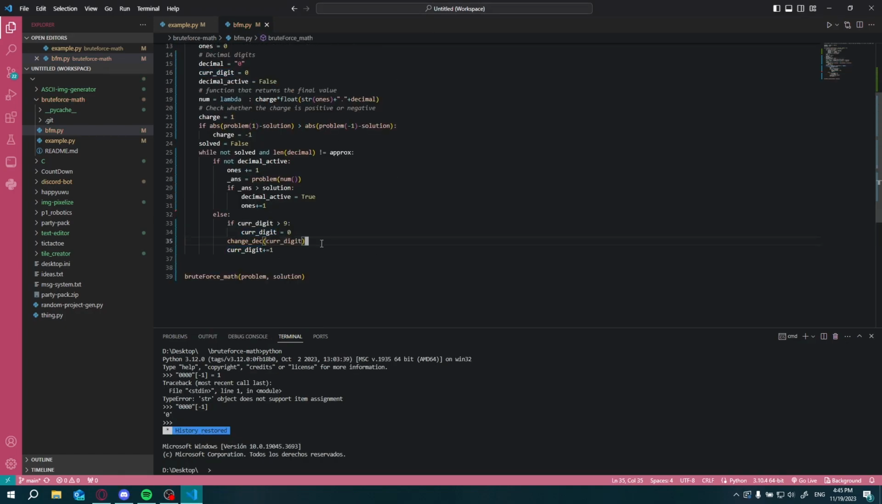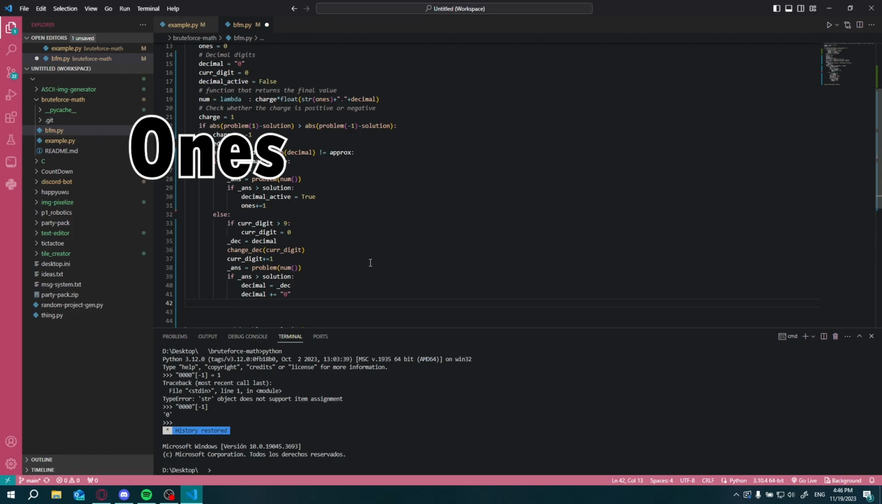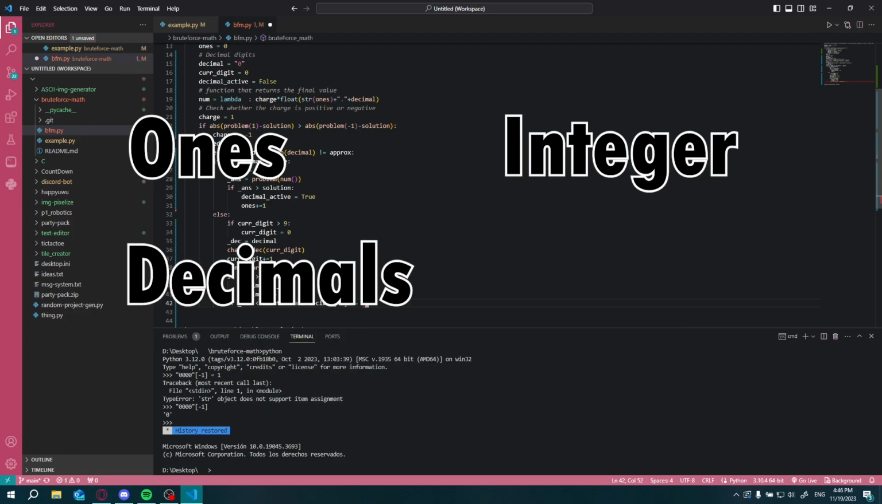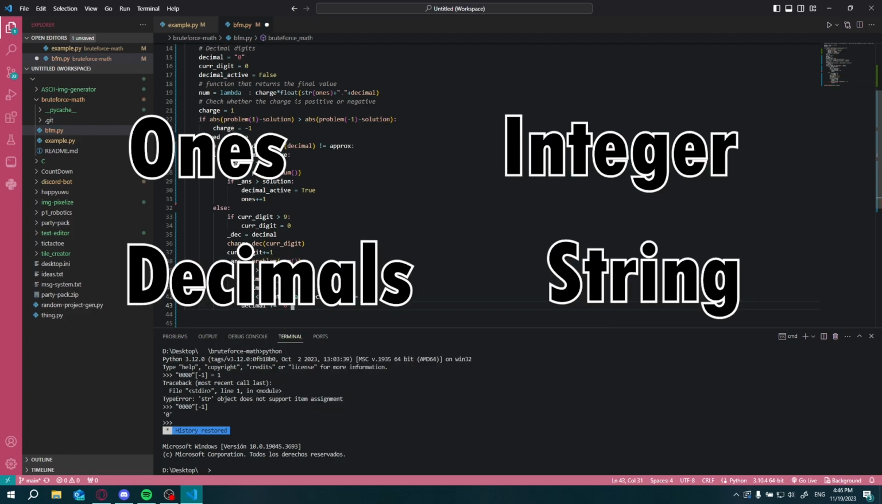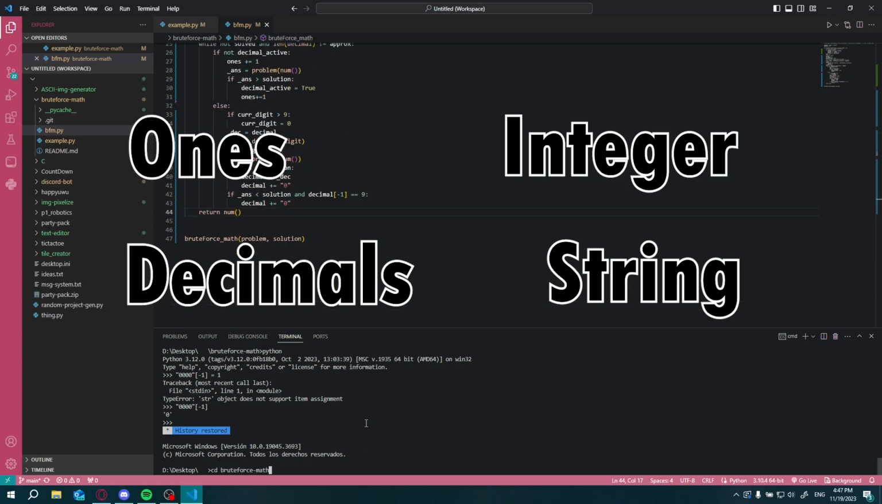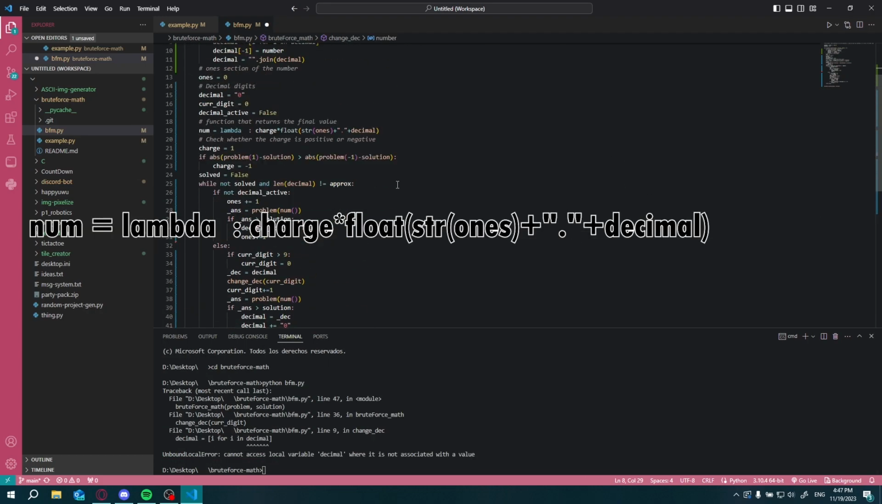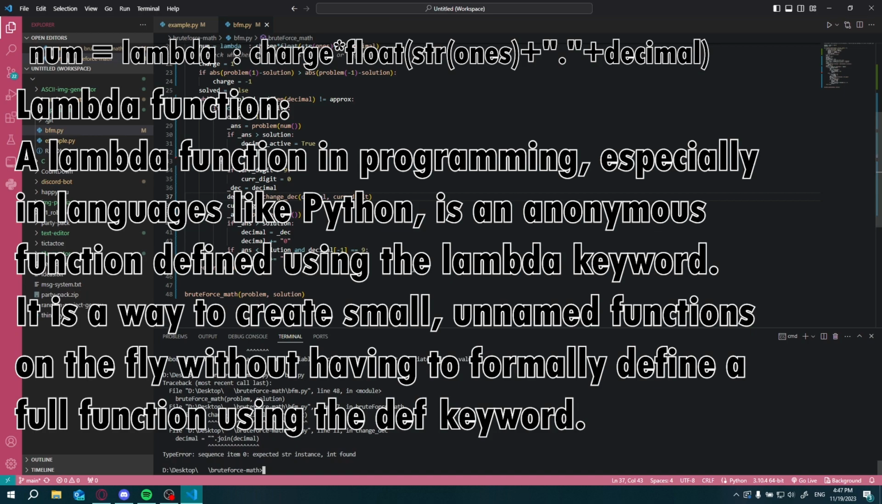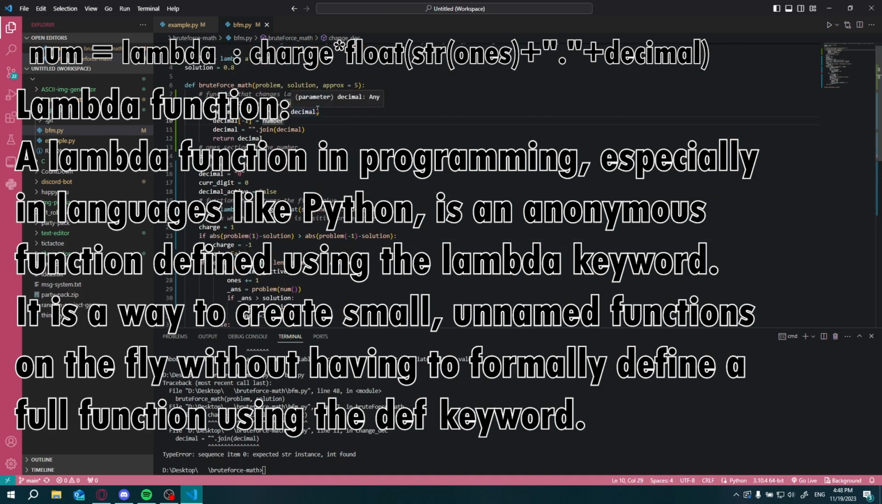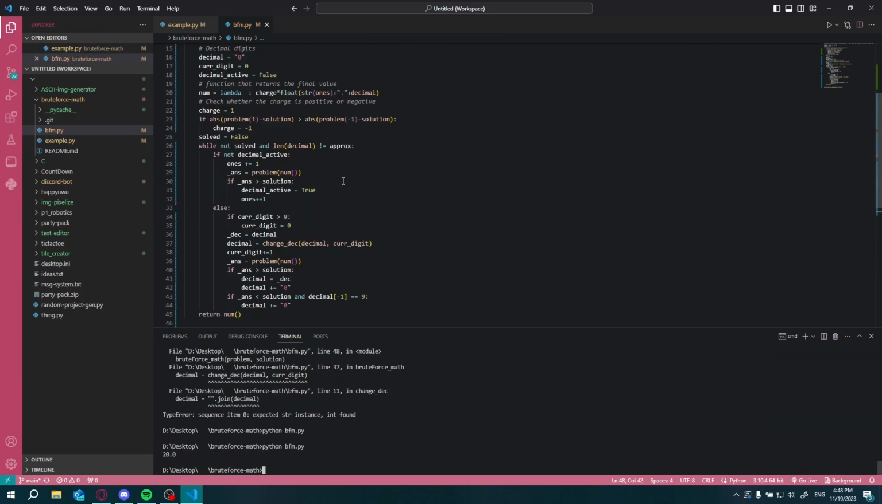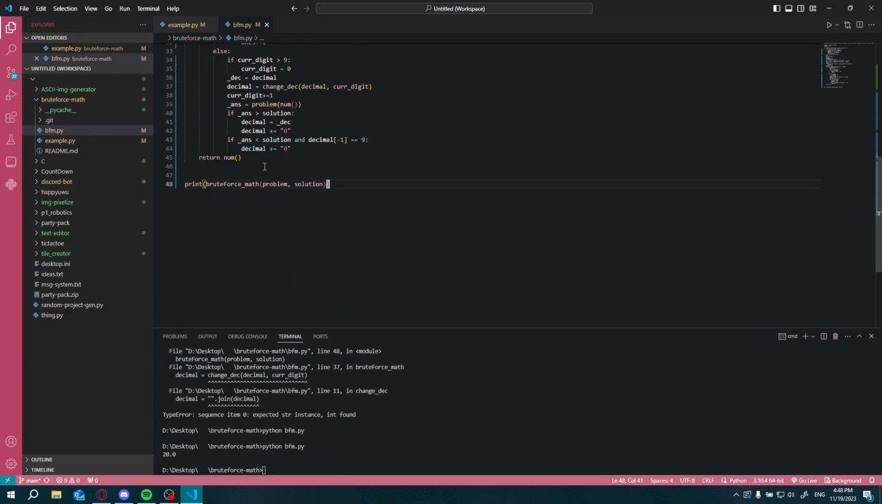Now, here comes the interesting part, which is where I actually get into really coding the program. So I decided to take ones and decimals separately. Ones as an integer or a number, and decimals as a string, as to be able to add as many numbers to the end of it. I also created a lambda function, which, for the purposes of the video, you don't really need to know what that is. It just returned the final decimal number in the form of a float.